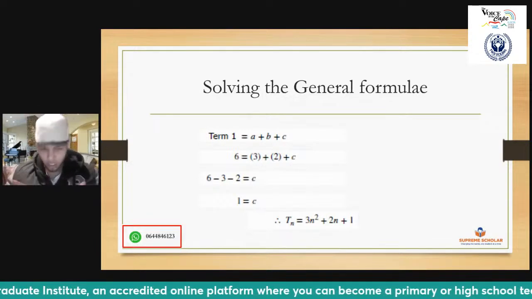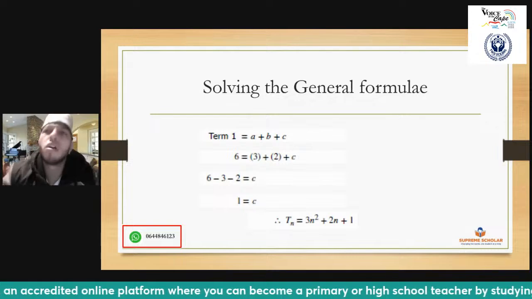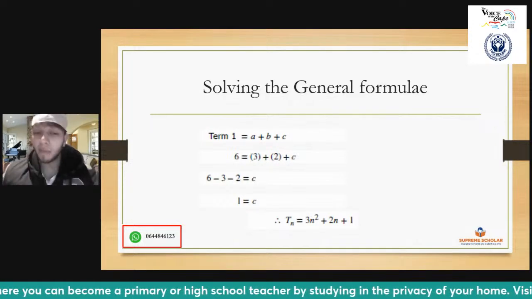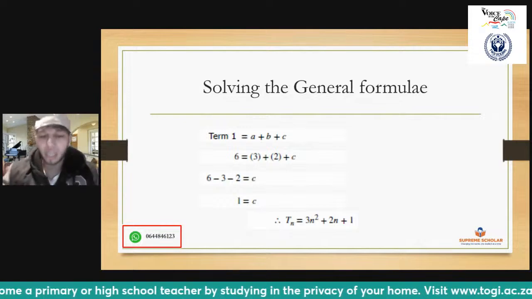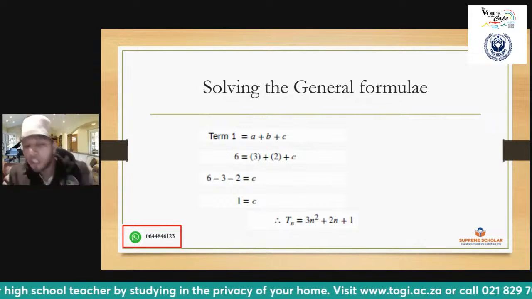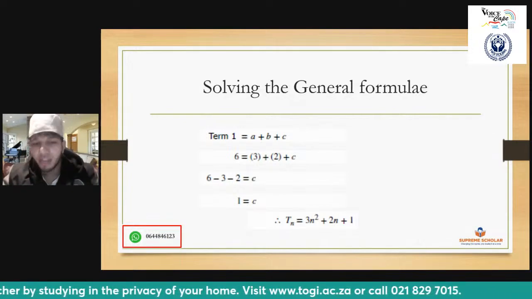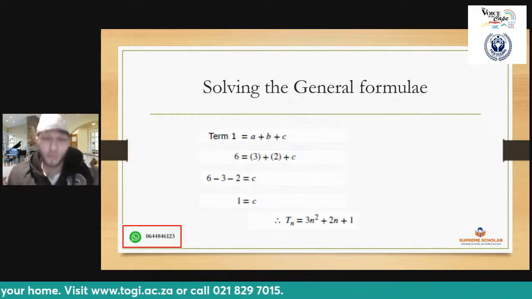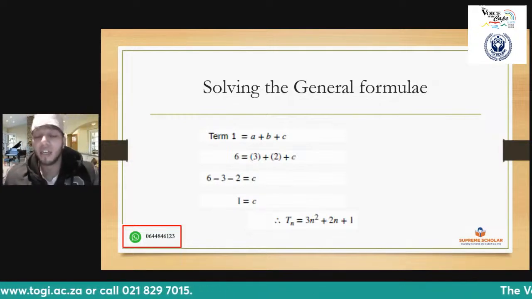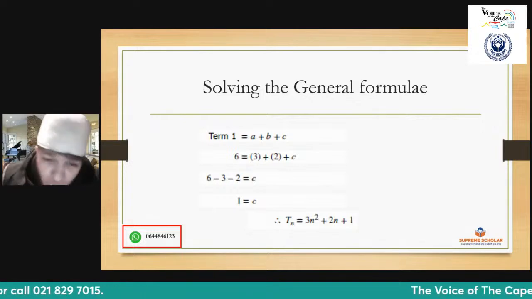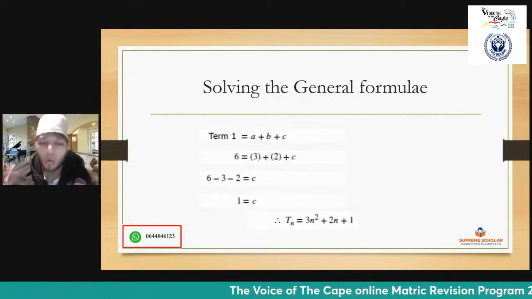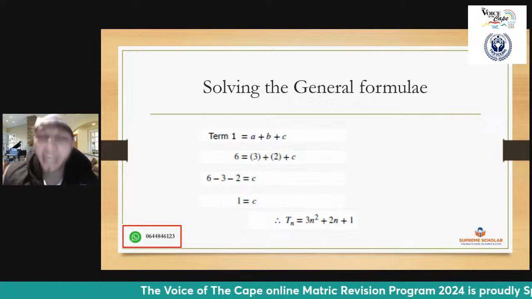They can also ask you a question like this. They can give you, let's say, 400. What is the term number of the value 400? Now they're reversing the question. They're giving you Tn. They're telling you Tn is equal to 400 and you must solve for n. So you're going to have 400 is equal to 3n squared plus 2n plus 1. Then you just have to solve for n.